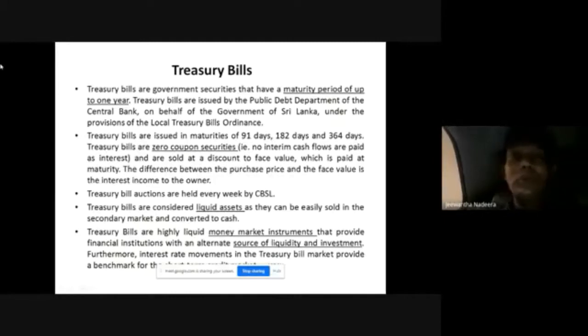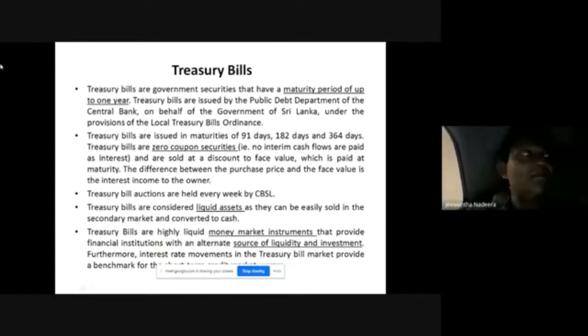Now, I told you who can participate in the primary auction: primary dealers. You and I can't. But if I have 5 million rupees, I can tell one of these primary dealers, okay, I have 5 million rupees, I give it to you, you bid on behalf of me at this rate.